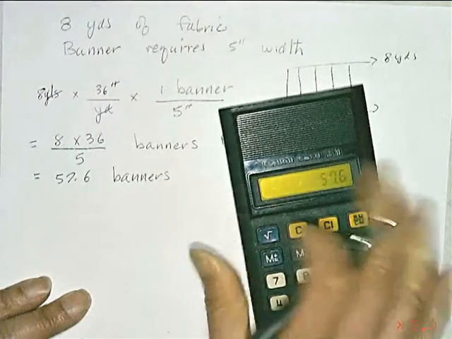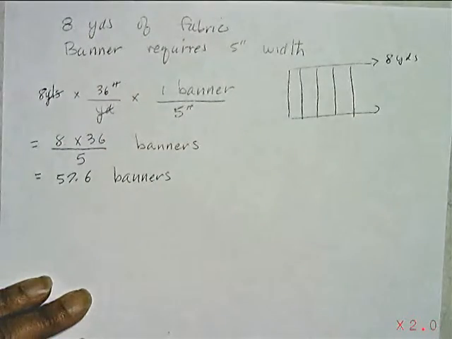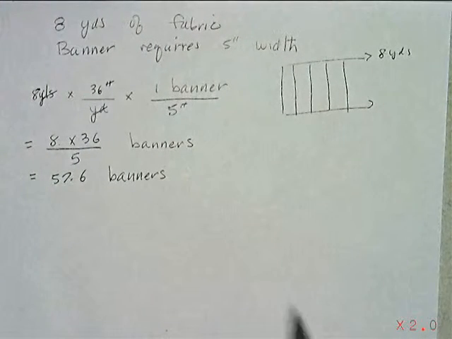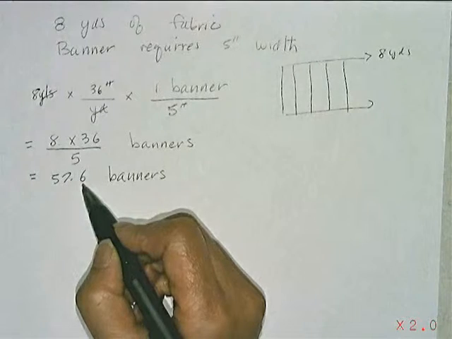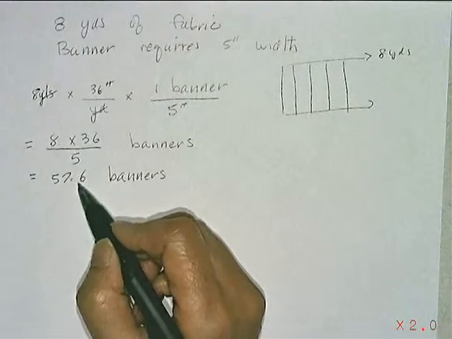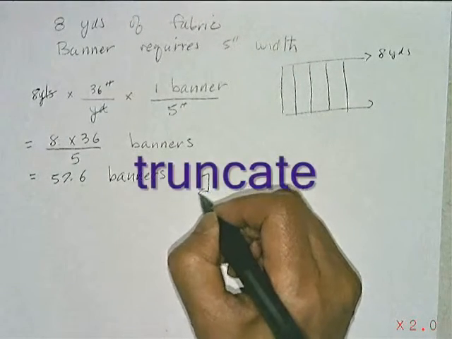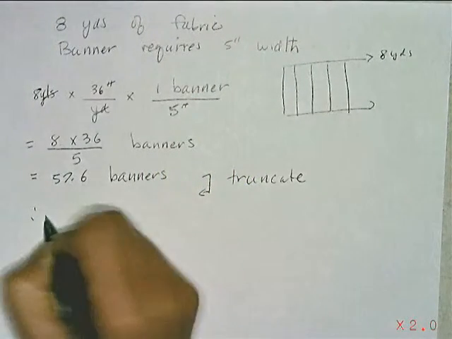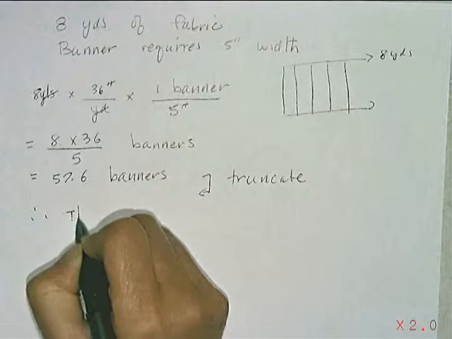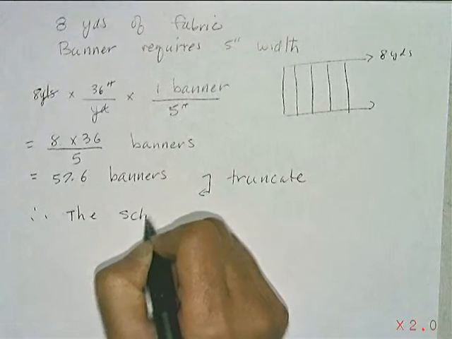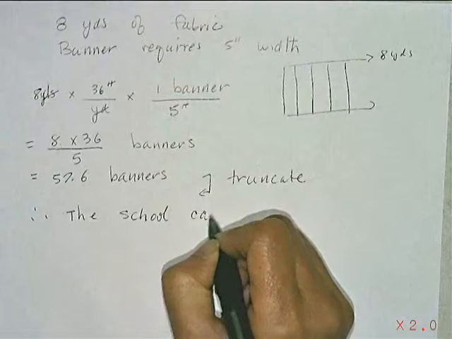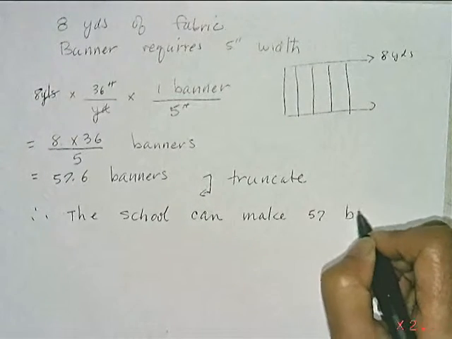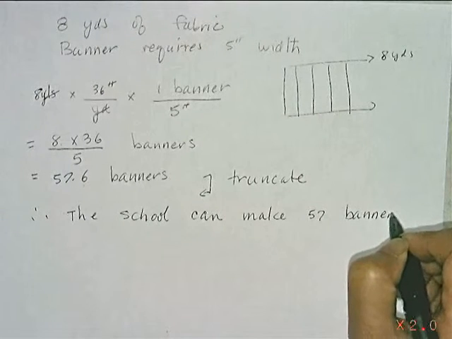Now at this point you have to decide what you're going to do with the fractions. Oftentimes we round off, but in this case we're not going to round off because I can't have part of a banner, so I'm just going to drop this. This is called truncate. So I'm going to truncate. Therefore, in this case the school can make 57 banners. And there you have it.